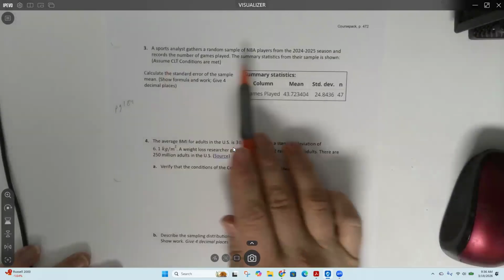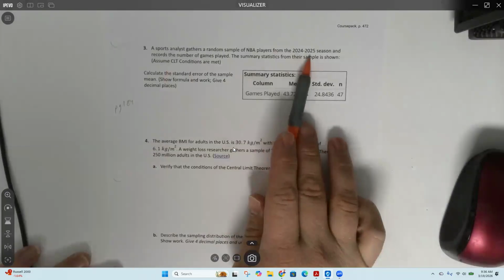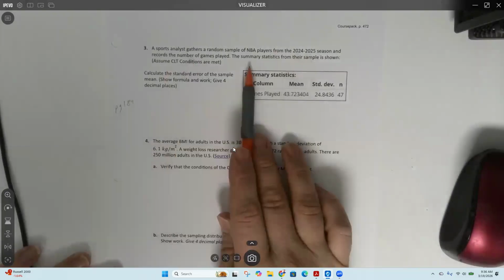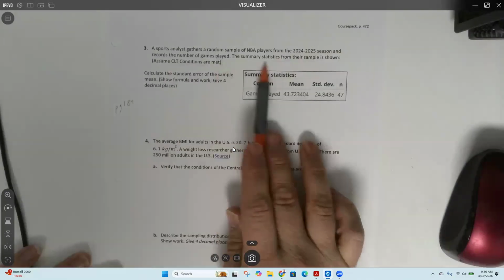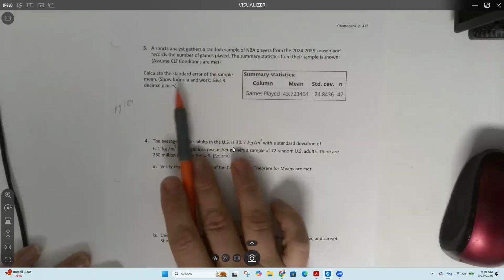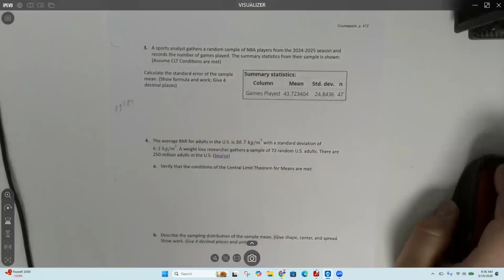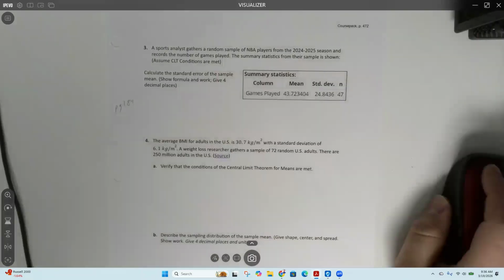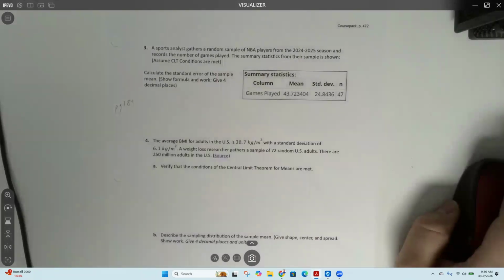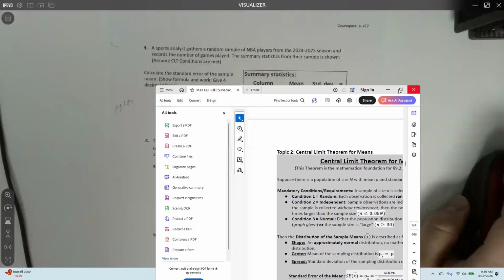A sports analyst gathers a random sample of NBA players from the 2024 to 2025 season and records the number of games played. Summary statistics from their sample are shown here. Calculate the standard error of the sample mean. That you'll find on page 184, and I'm actually going to pull that up right now. So page 184 is here. Let's see if I can get it over there. All right.